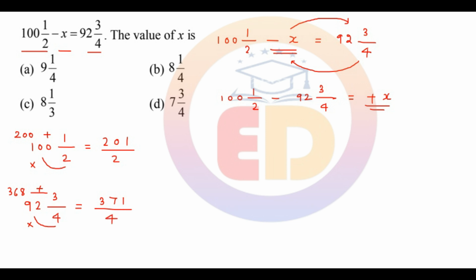So now my two terms are 201 upon 2 minus 371 upon 4. Now to subtract these two terms, let us make the denominators same. The first denominator is 2, second is 4. Let us convert the 2 into 4, multiply by 2. And the numerator should also be multiplied by 2. 201 multiplied by 2 will become 402 upon 4 minus 371 upon 4 equals x.